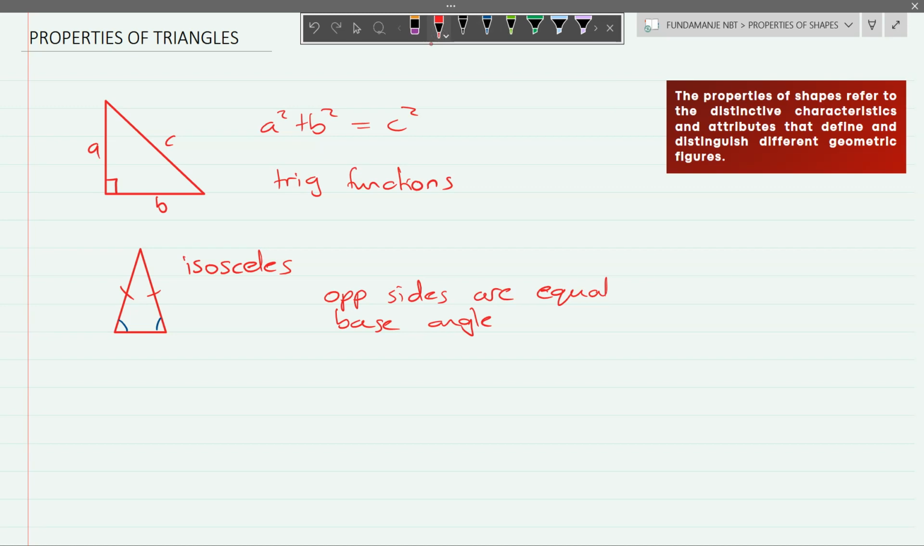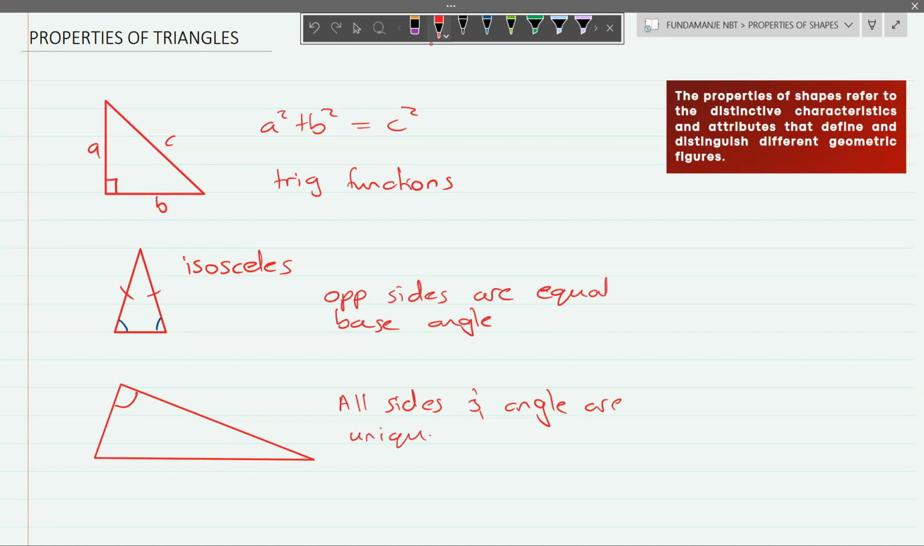From the isosceles triangle we go to the scalene triangle, which doesn't have any type of properties, except for the fact that all three angles are different. So none of them are the same, and all three sides are also different. So all sides and angles are unique, and this is called the scalene triangle.